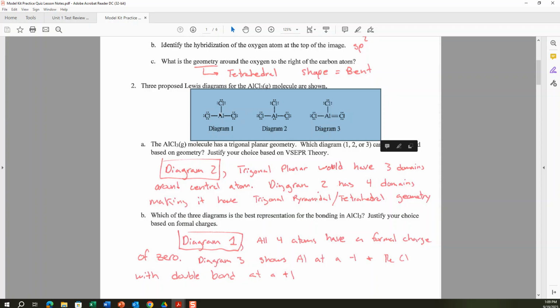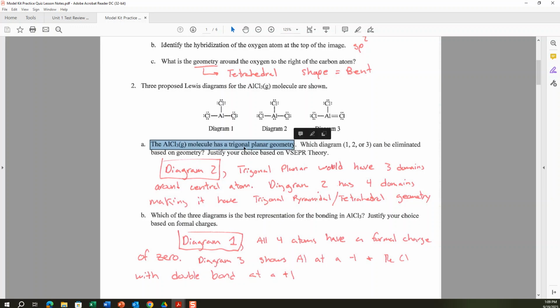All right, it's covalent. And then it tells us that the geometry should be trigonal planar, and so based on that, we can eliminate one of these diagrams. And so remember how to answer questions in AP chemistry. If they ask you a question, whether it's yes or no, or which diagram is it, diagram 1, diagram 2, diagram 3, and then justify, answer the question and then justify. Don't start justifying and somewhere within your explanation say diagram 2, right?